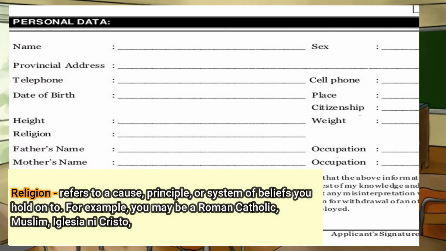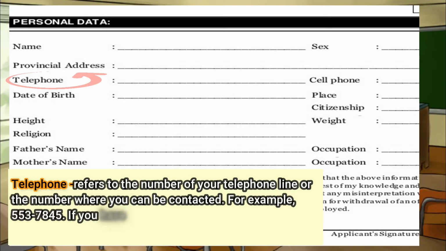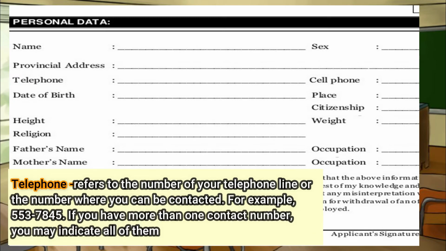Next, telephone. Refers to the number of your telephone line or the number of where you can be contacted. For example, my telephone line is 553-7845. If you have more than one contact number, you may indicate all of them here. But in this case, if you have no telephone, you may write NA, which stands for not applicable.